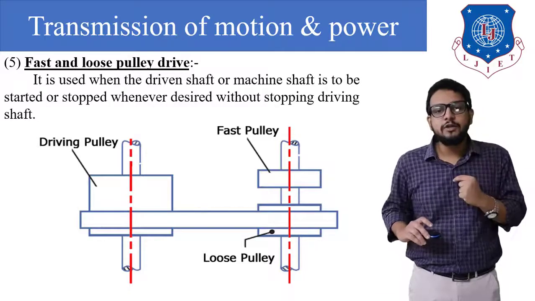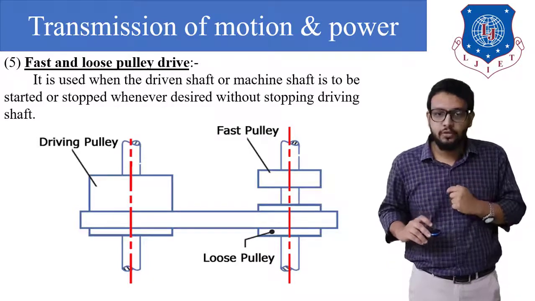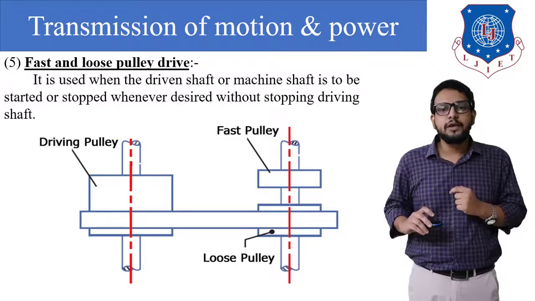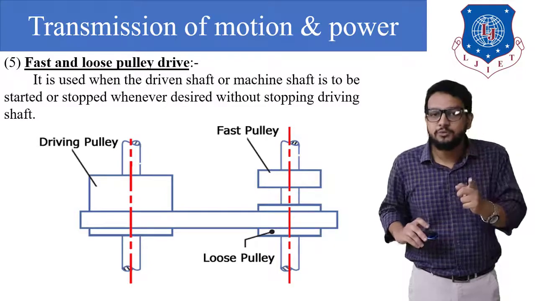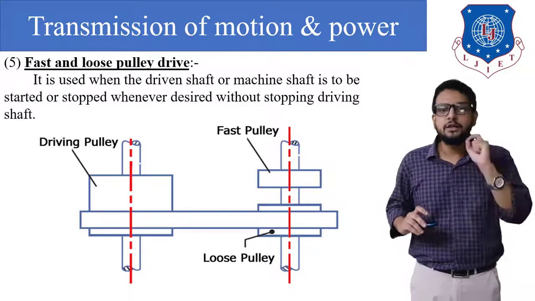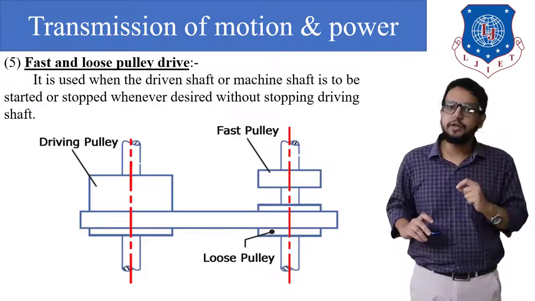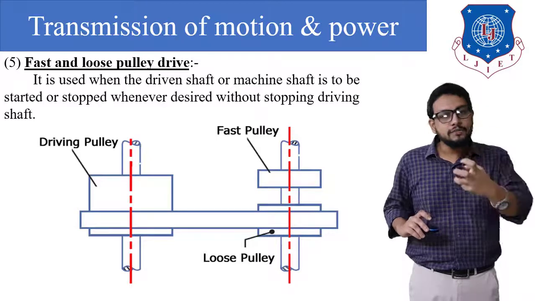The fast pulley will be directly connected to the shaft by means of a key, which means the speed of a shaft and a fast pulley will remain the same, will rotate at the same speed, whereas a loose pulley is free to rotate on the shaft, that is a driven shaft. So what is the purpose of this?